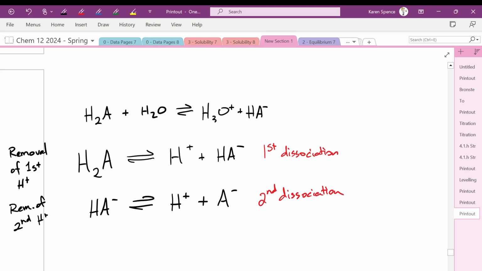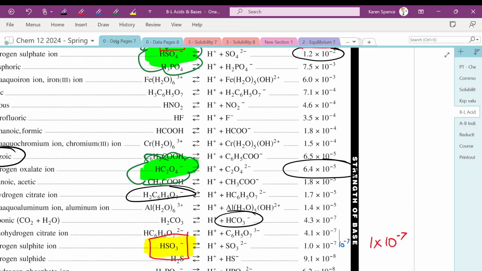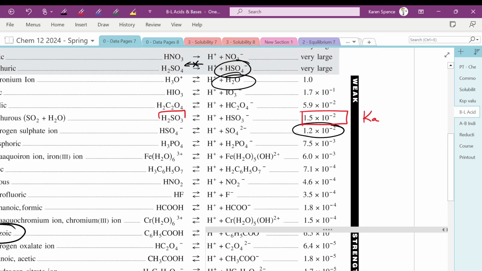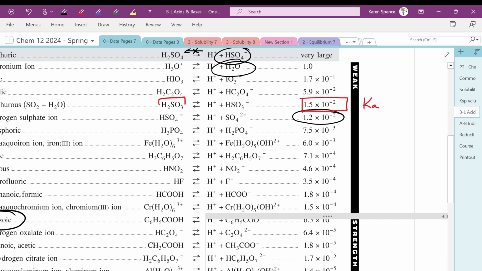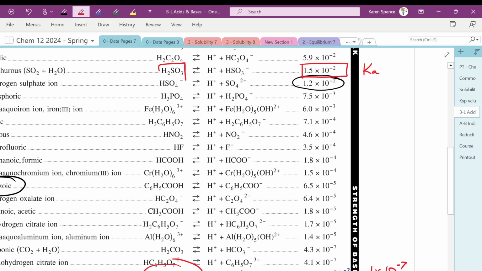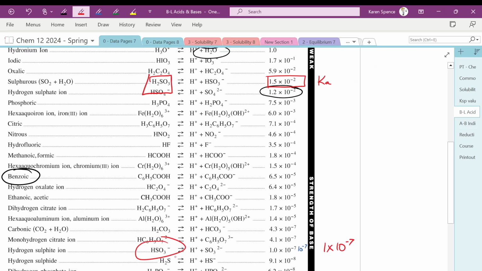Yeah, the second one is always harder to take off. The first one is always easier, but let's justify that by going and looking at our table of data. So, table of data, let's pick a diprotic acid. Shall we pick H2SO3? Sure, let's do that one. We have H2SO3 and we have HSO3 minus.